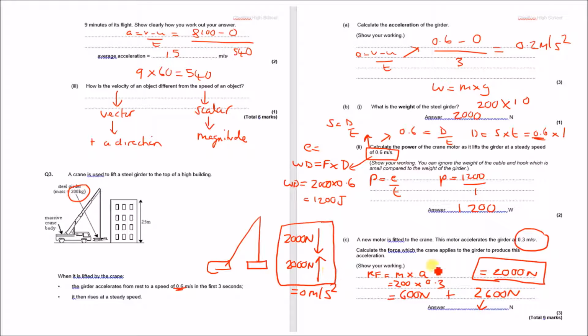So that's a bit of a difficult question. I think if you put 2,000 newtons, you may get 1 mark. If you put 200 times 0.3, you may get 1 mark. If you put both of those combined together to 2,600 newtons, you would get full marks, and that's how you get that answer.